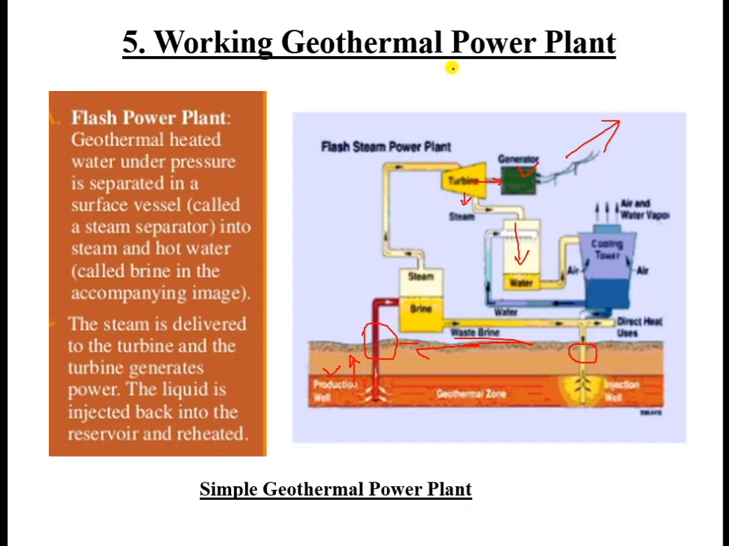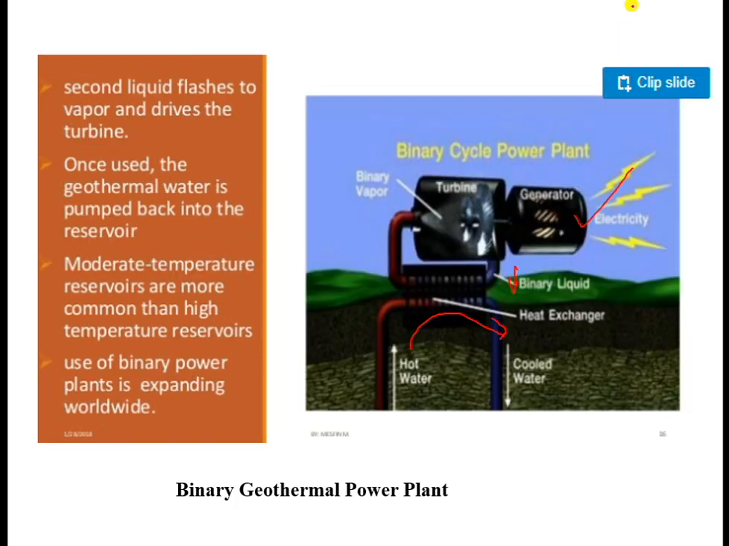This is a very important figure which will give you the idea of how the geothermal power plant is working. Try to remember the main difference between this one and this one. Here another primary fluid is used, therefore it is known as binary, because this circuit contains one fluid, and here another fluid is used which will be converted into its vaporized or steam form. Okay, so I think this is very clear.